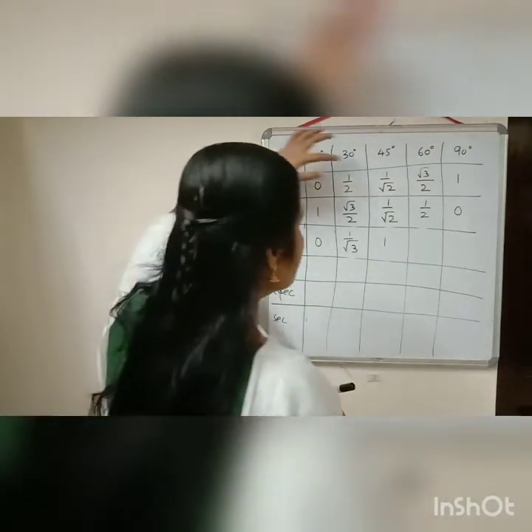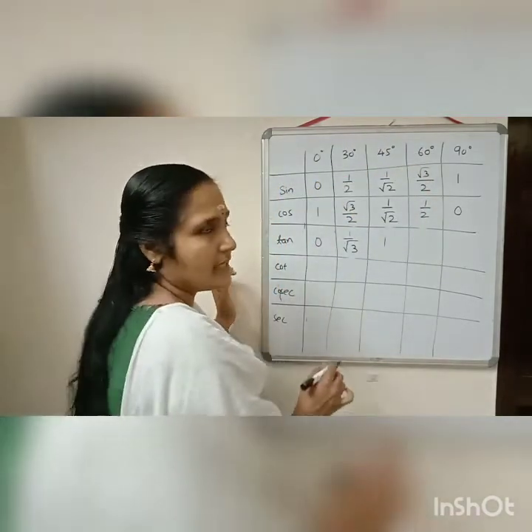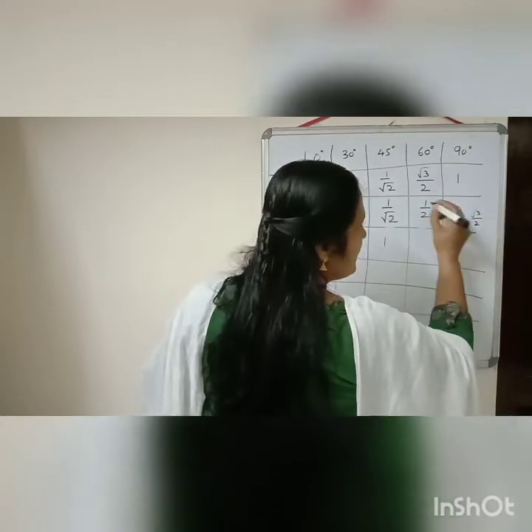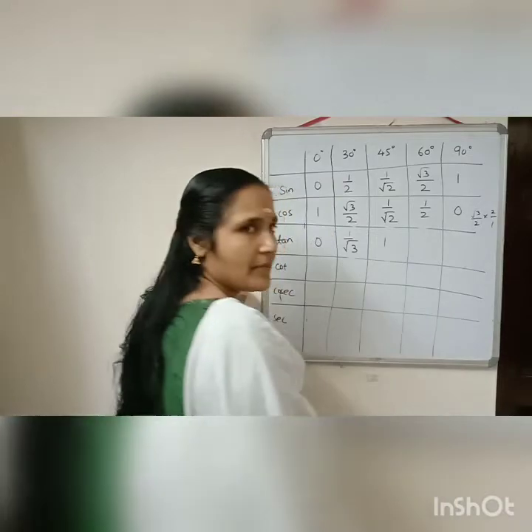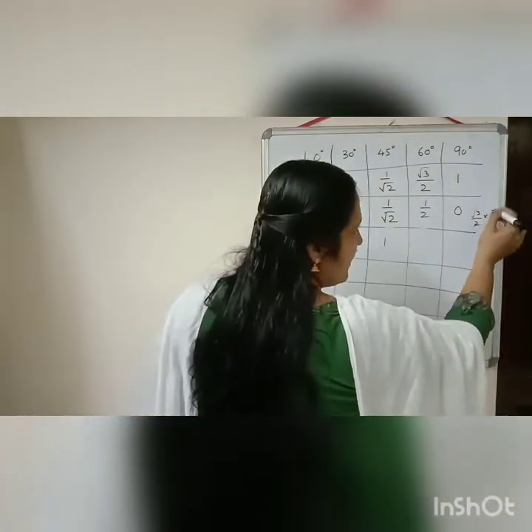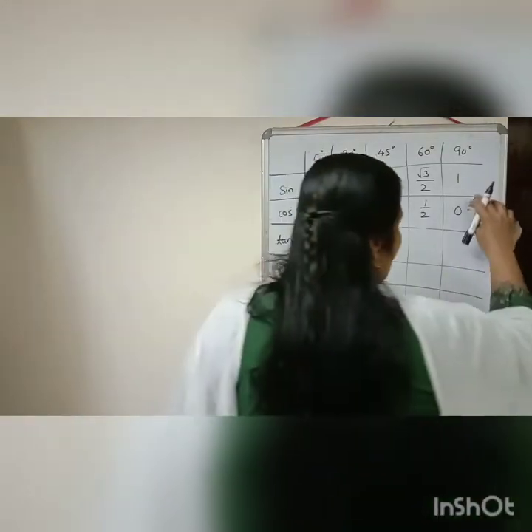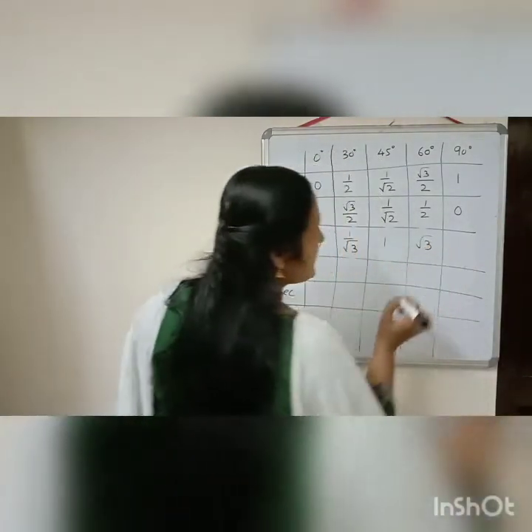Then tan 60 degree means that is sine 60 degree divided by cos 60 degree. So root 3 by 2, just to check, root 3 by 2 divided by 1 by 2. So when you change the division into multiplication, it will come in this way. 2 and 2 will get cancelled and we will get the value is equal to root 3. So tan 60 degree is equal to root 3.